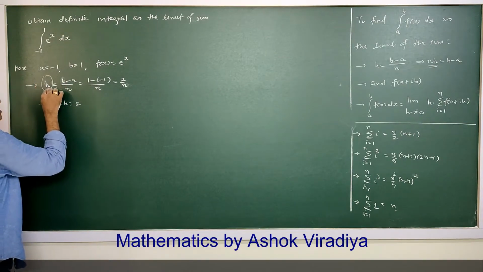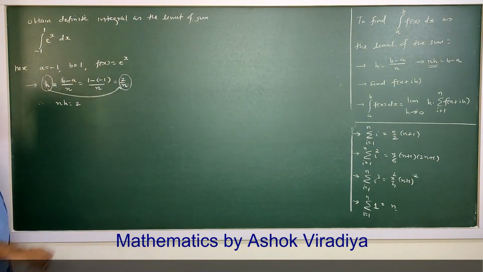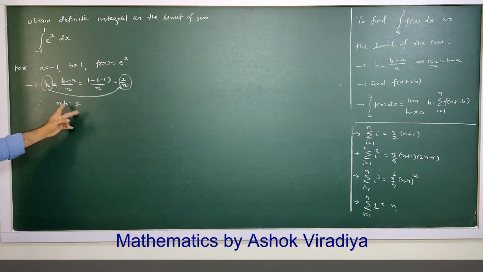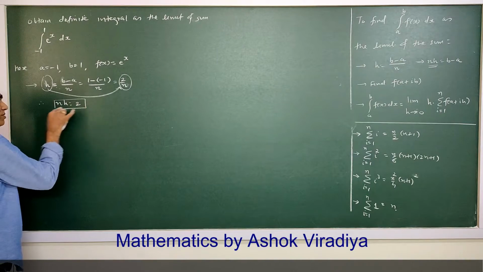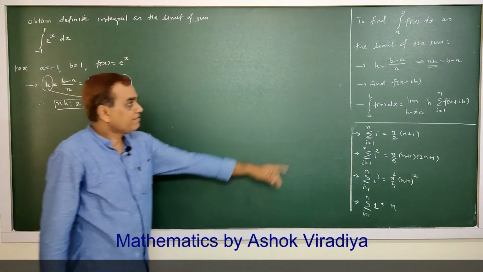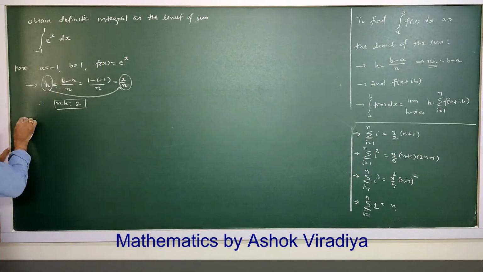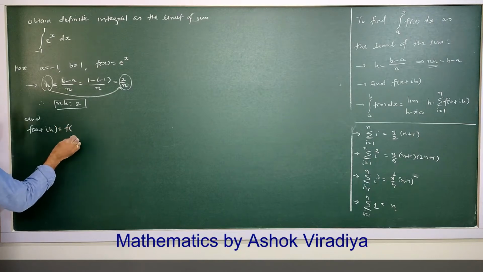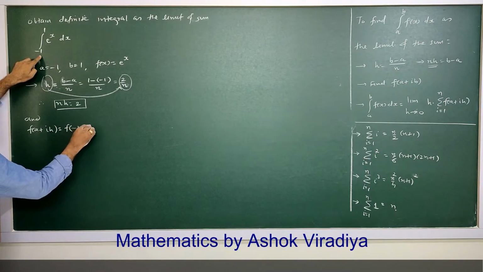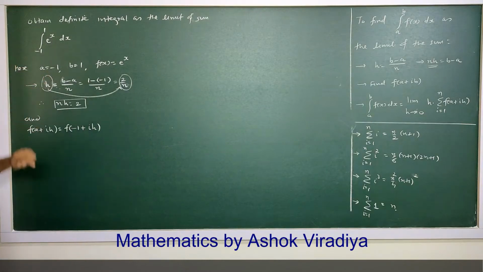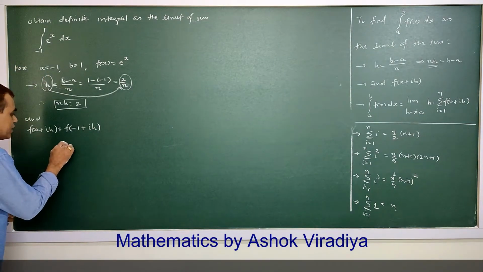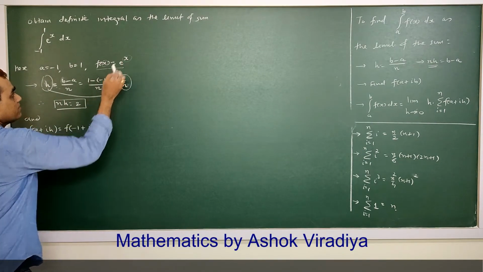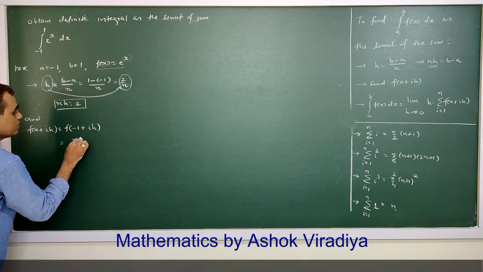See, h is 2 by n. As n tends to infinity, h tends to 0, but the product nh is 2. This will be used in calculation. Then we find f of a plus ih, where a is minus 1. Now f of minus 1 plus ih, so e raised to minus 1 plus ih.